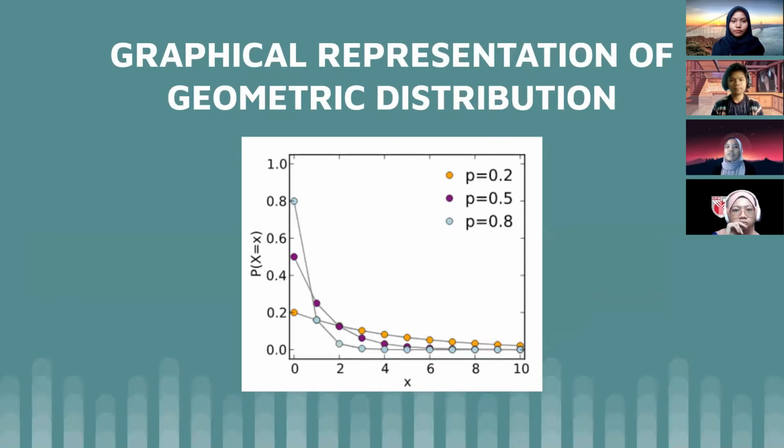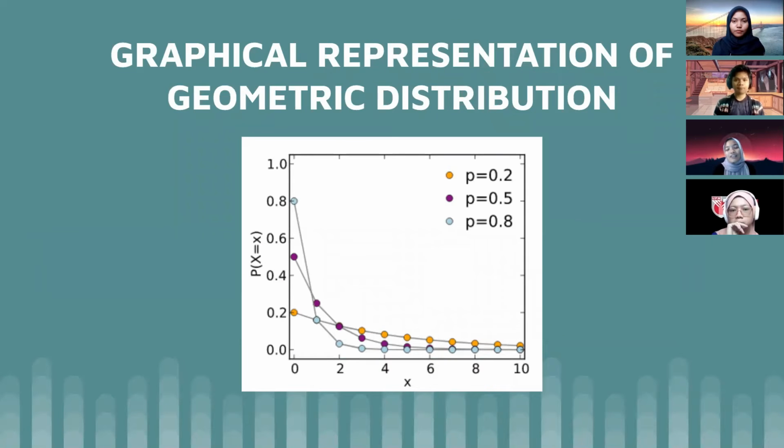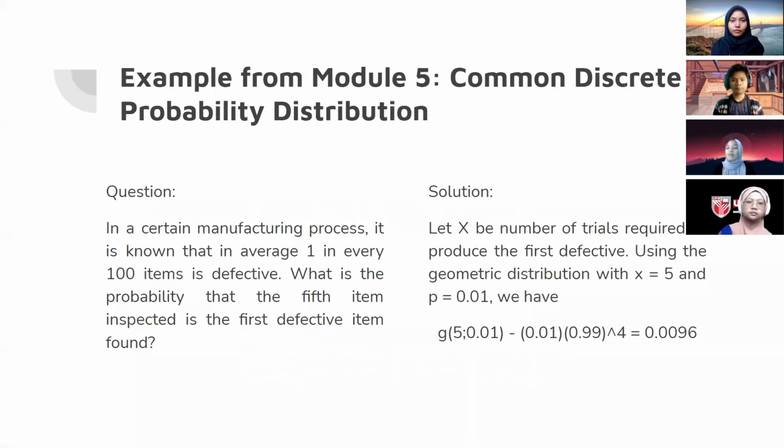Next, we have the graphical representation of the geometric distribution. From here, we can see that the graph is inversely proportional to the parameter of probability of success. Here, we have 3 graphs of probability of success with values of 0.2, 0.5, and 0.8. The graph will change based on the probability of success parameter. Next, moving on to Ain.